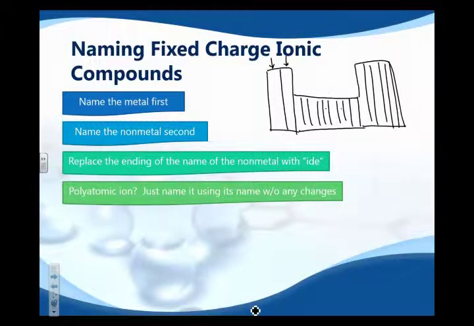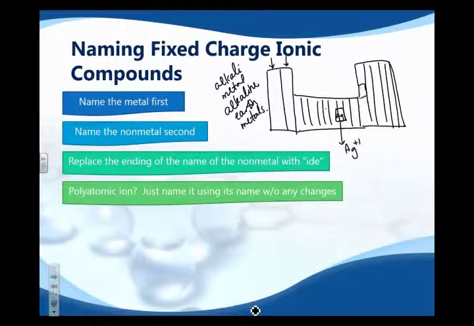These first two columns on our periodic table, the alkali metals and the alkaline earth metals, are fixed charge metals. In addition, silver hangs out in here. Silver is always +1. And aluminum hangs out over here, and aluminum is often +3. So those first two columns of the periodic table, and then silver and aluminum, are what we consider our fixed charge metals. There are other fixed charge metals that show up in the transition metals.